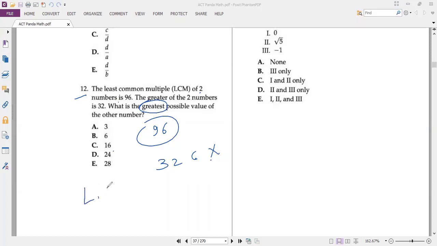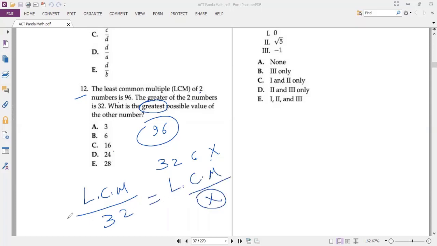The LCM can be divided by 32, and the LCM can also be divided by X. He is asking about X without remainder, not equal, without remainder. So any of them can be divided by X. We have many, but we have to check the greatest first.